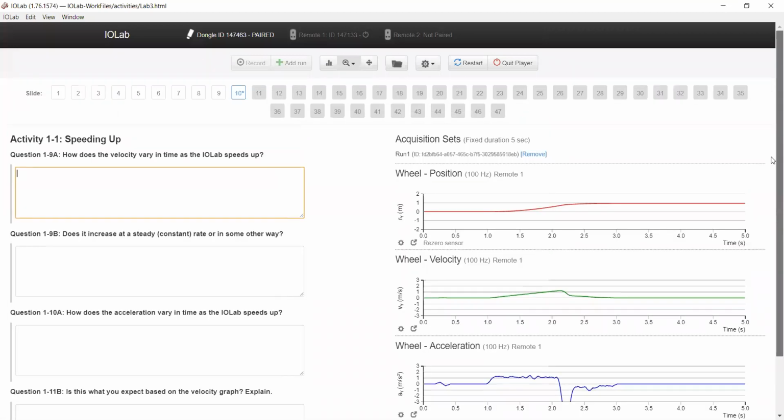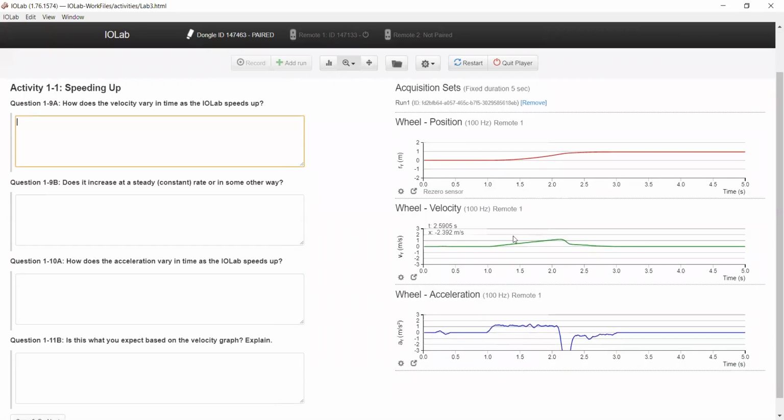Okay, next slide, slide 10. So you will give answers based on the graphs. How does the velocity vary in time? So this is the rate of change of velocity. Is it constant or something? How is it varying with time? It's linear with constant slope. So does it increase at a steady rate or some other way?